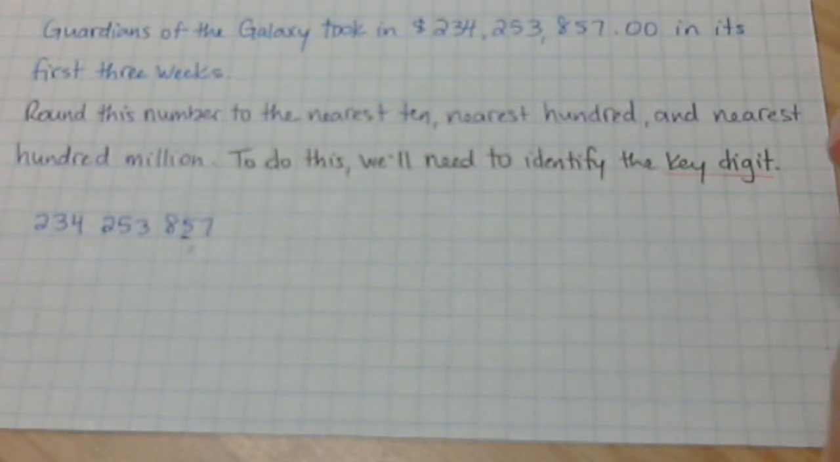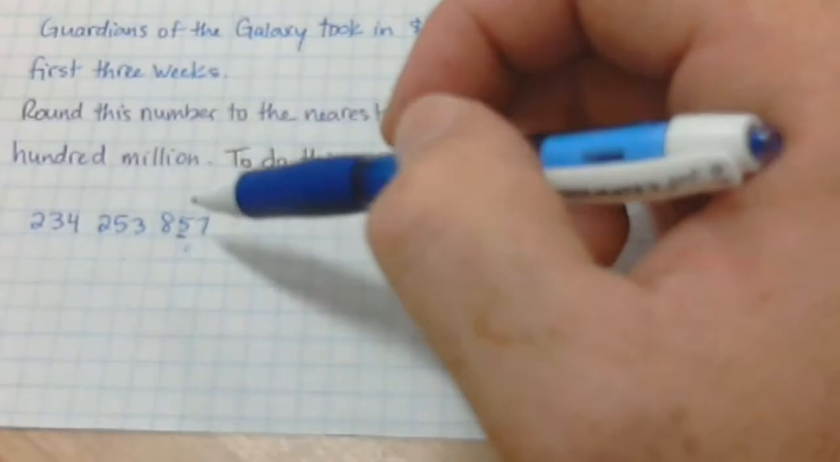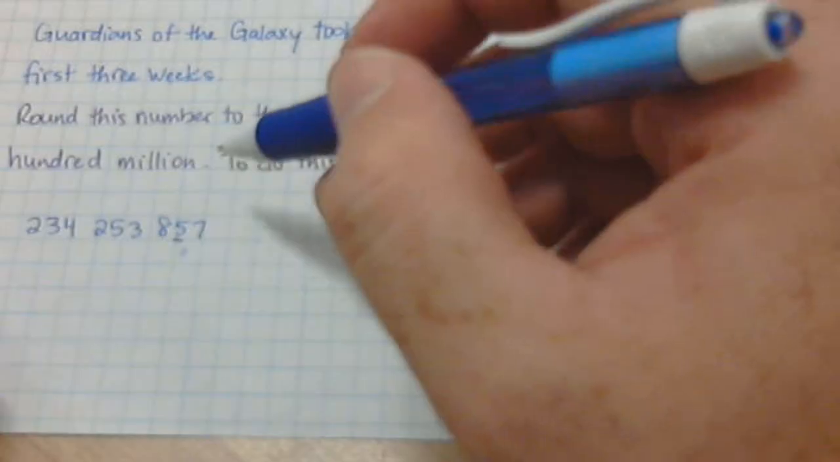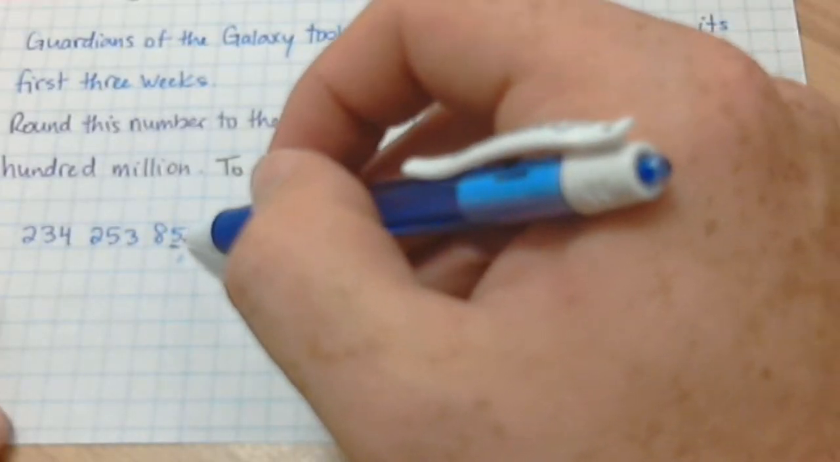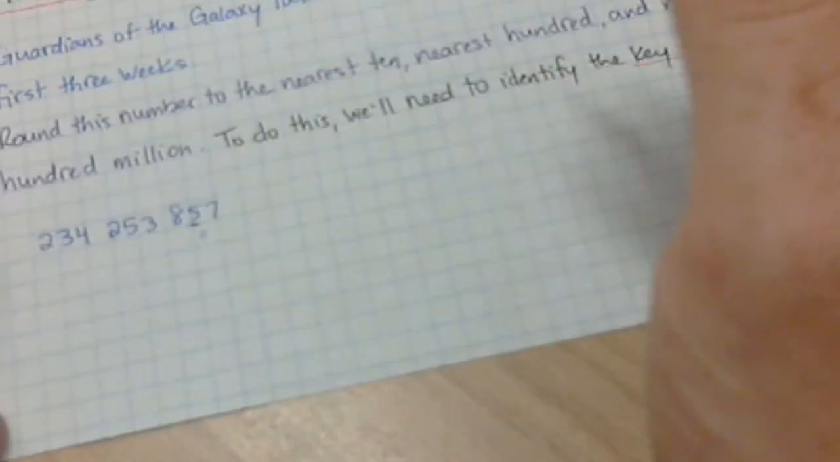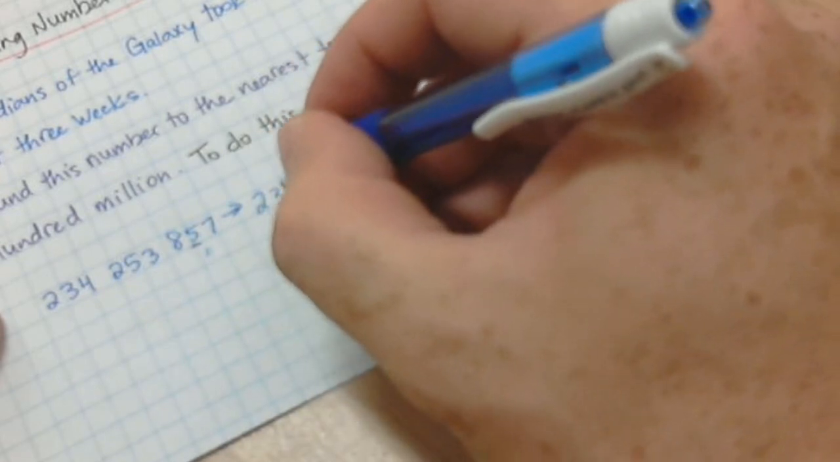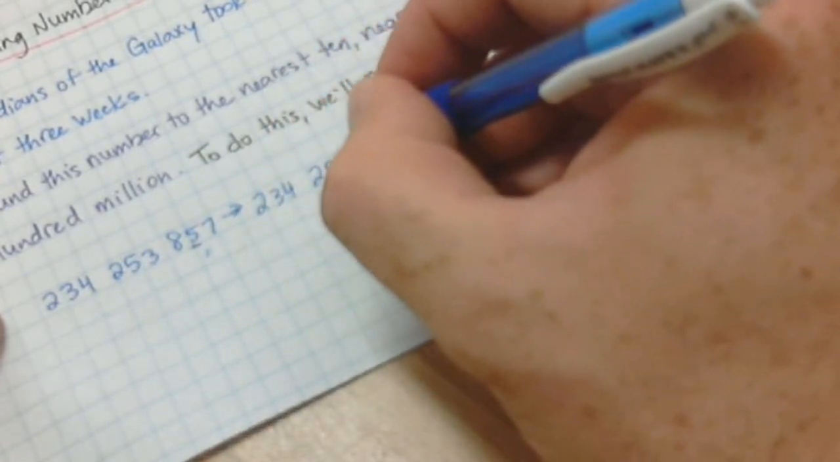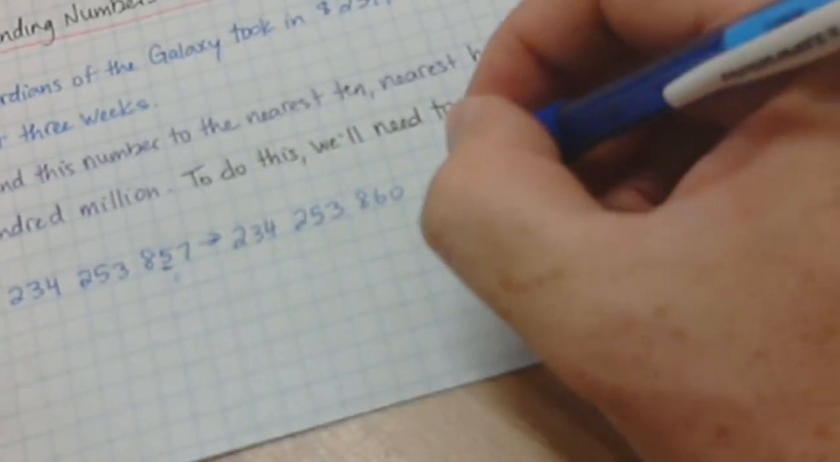So the rule says, when we round, if the key digit is 5 or more, then the number we're rounding goes up. So for example, this number is a 7, which means it's 5 or higher, which means that this 5 goes up. So to the nearest 10, it becomes 234,253,860. So this is to the nearest 10.